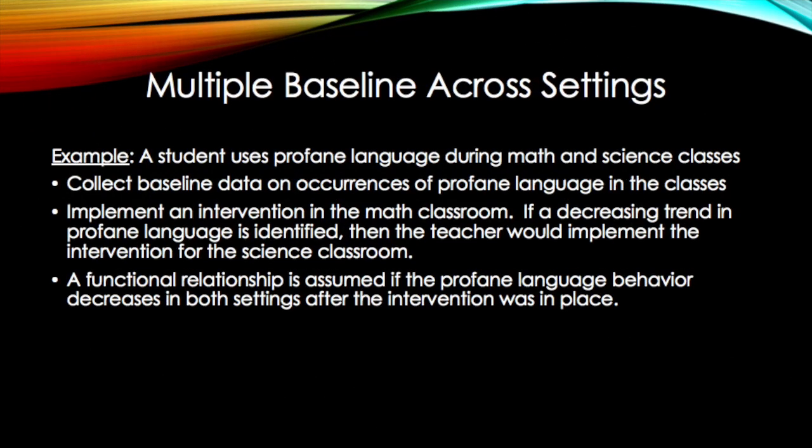An example of a multiple baseline across settings is a student using profane language during math and science classes. After collecting baseline data, the intervention is applied to the math classroom and then is applied to the science classroom. If the use of profane language decreases in both settings after the intervention was in place, this shows a functional relationship.